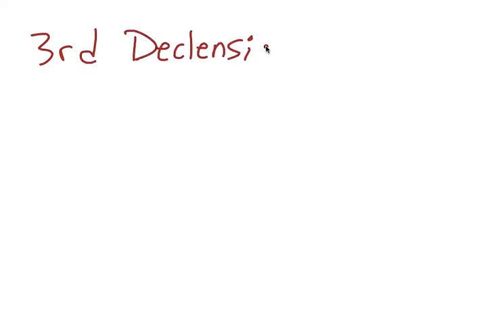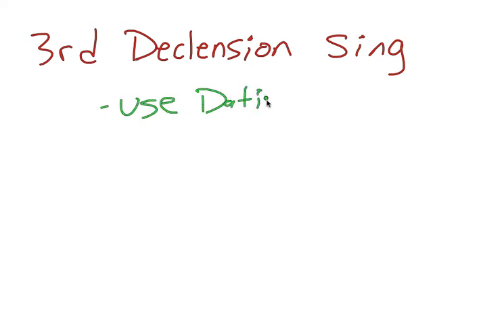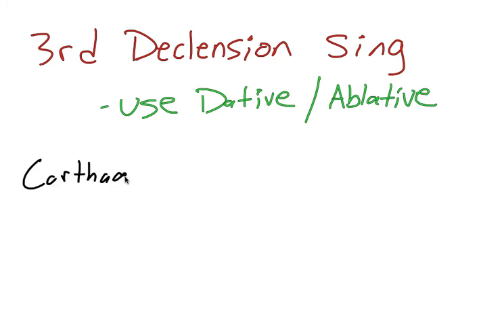Okay, and there are only locative forms for first, second, and third declension. So for third declension singular, you're actually going to use the dative. Or you could also use the ablative. You could use dative or ablative. So probably the most famous third declension word that does a locative is Cartago, right? The city of Carthage.